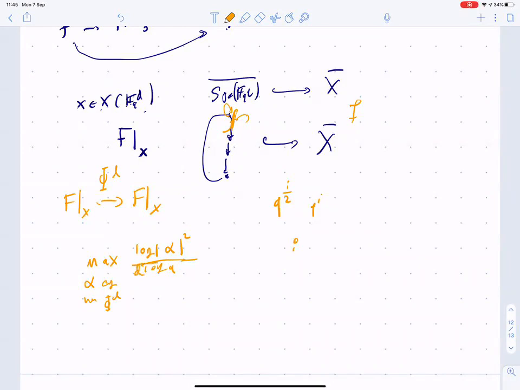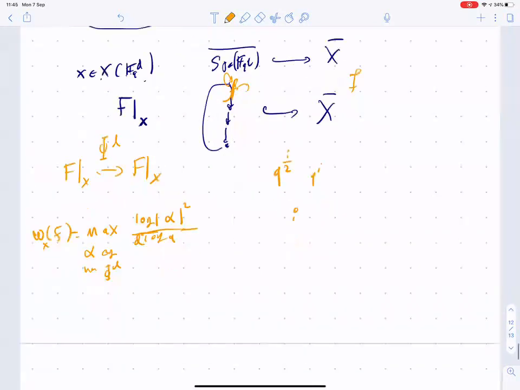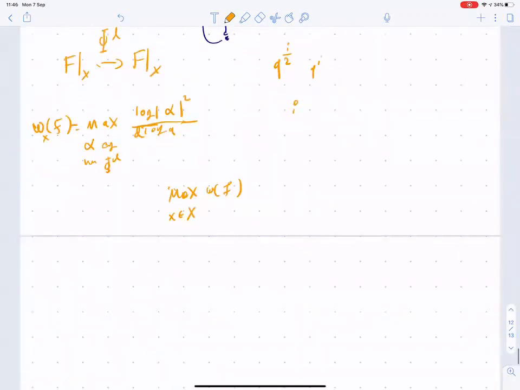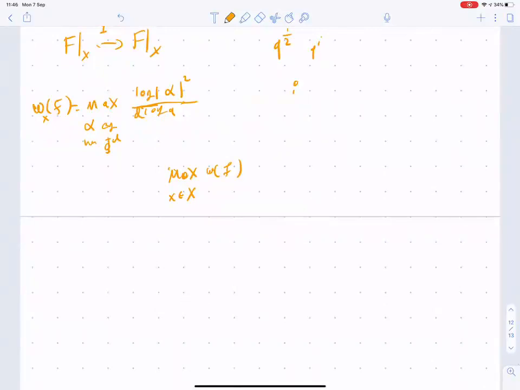So this is the weight at the point X of F, and then I can take the maximum over X in X of the weight of F. Okay, and the statement is going to be that F lower Schrick.